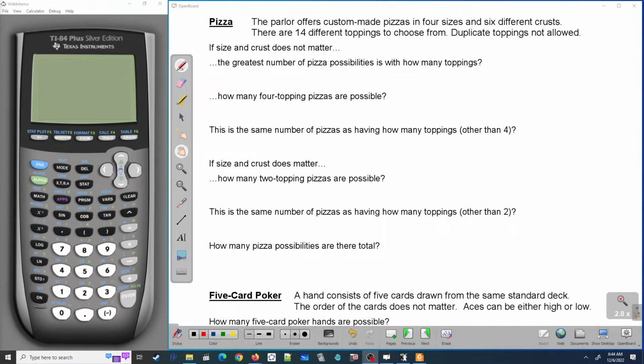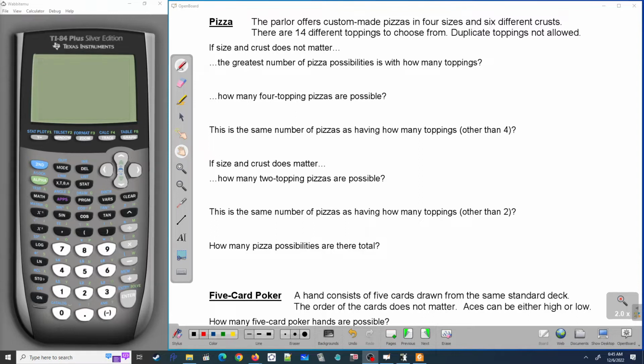We will conclude the multiplication counting principle lesson with pizza and 5-card poker problems. And we'll begin with our pizza parlor offering custom-made pizzas in 4 sizes and 6 different crusts. The pizza parlor also offers 14 different toppings to choose from, and just to make this a without replacement problem, they will not allow you to duplicate a topping on your pizza, so no double cheese for you.